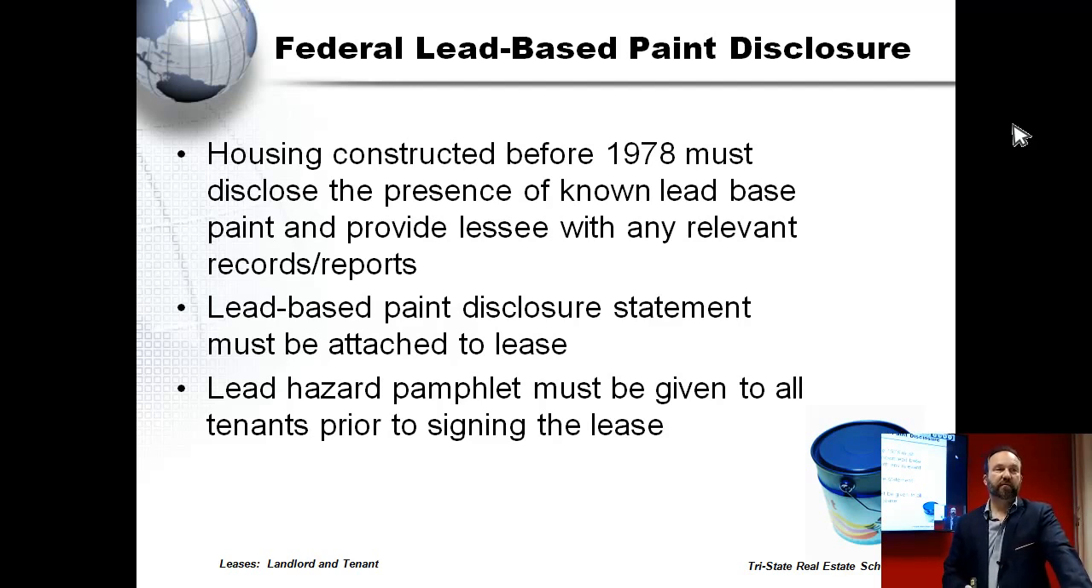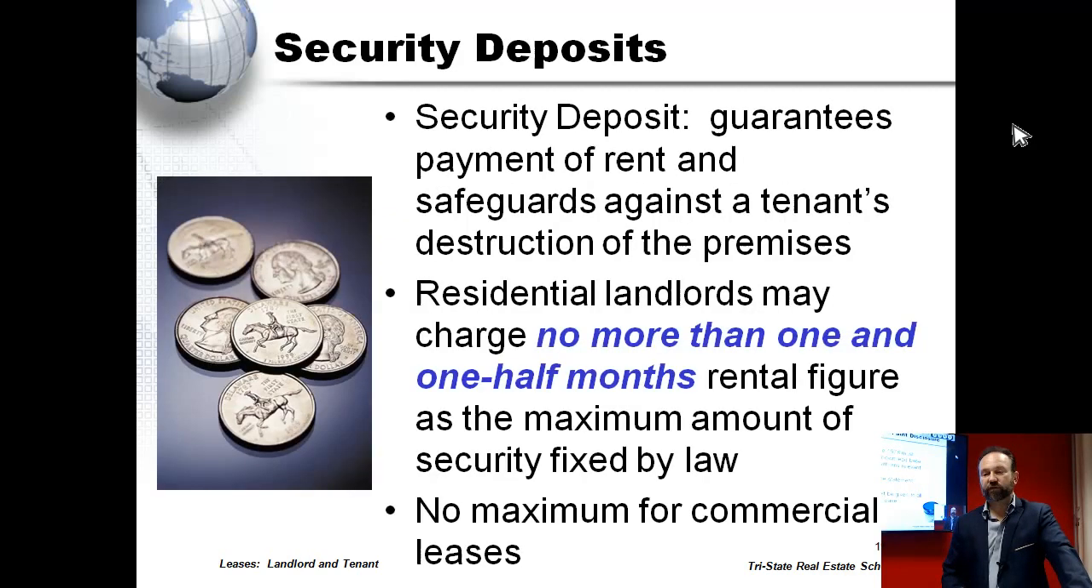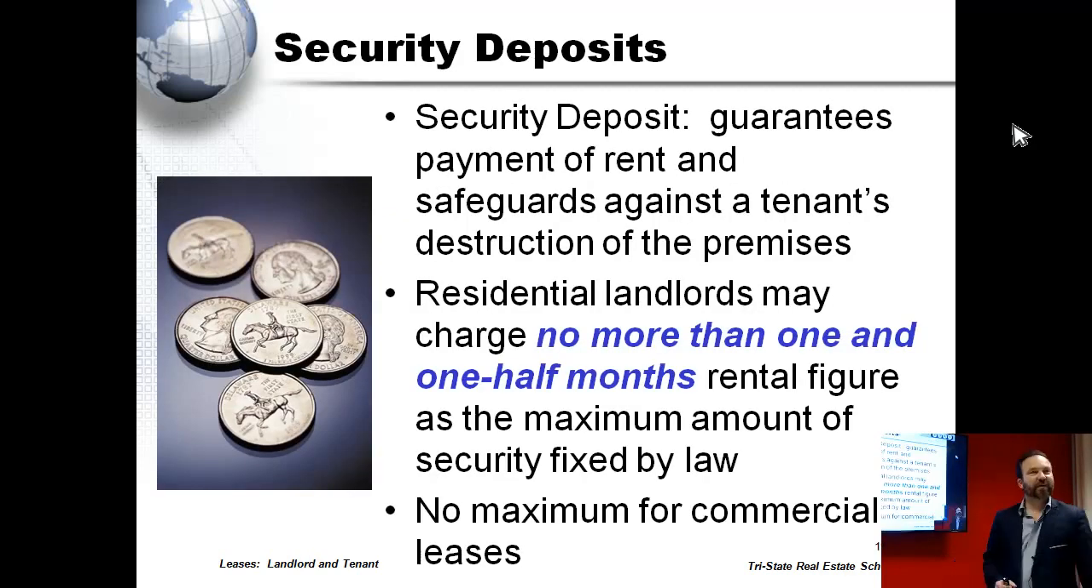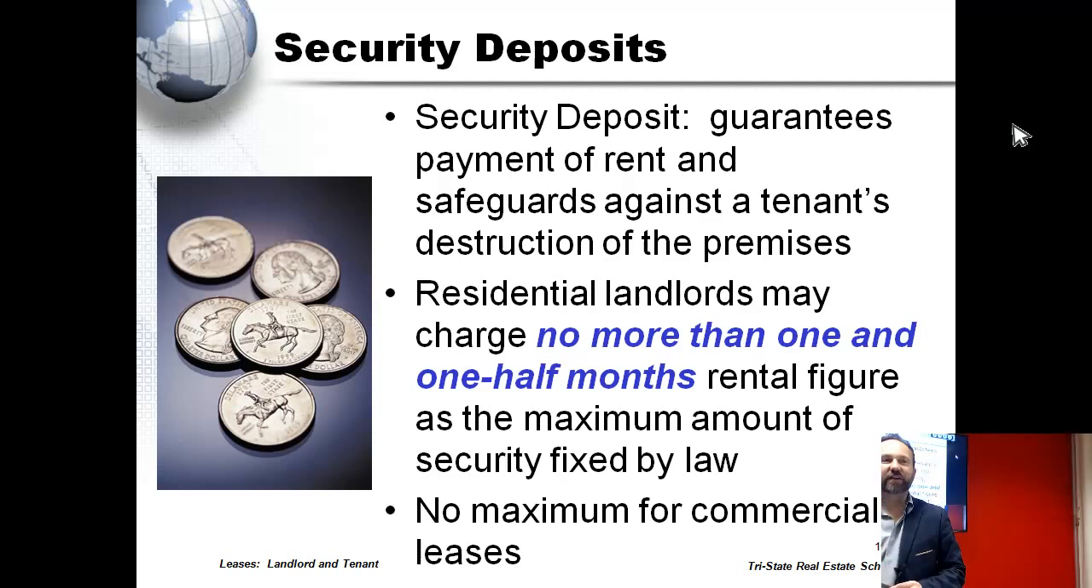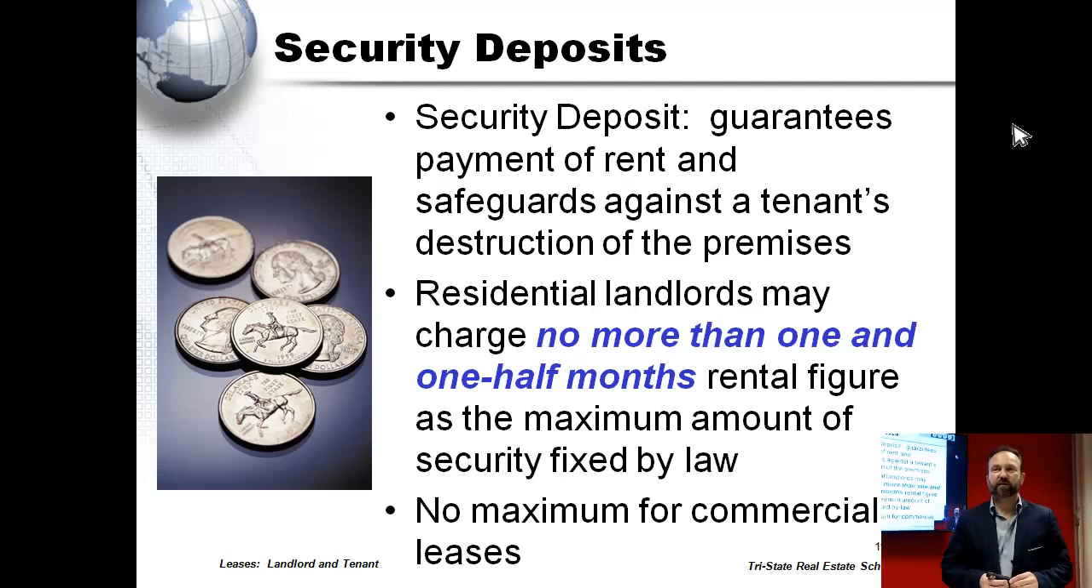Okay? The statement must be attached to the lease. It's got to be signed by all parties. The lessor, the lessee, the tenant has to have a right to have that property inspected for lead-based paint. Okay? You also need to have the pamphlet, the lead-based paint pamphlet, attached to the contract so that the tenant knows their rights under that particular part.